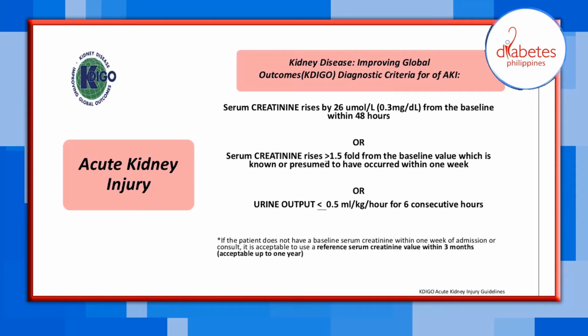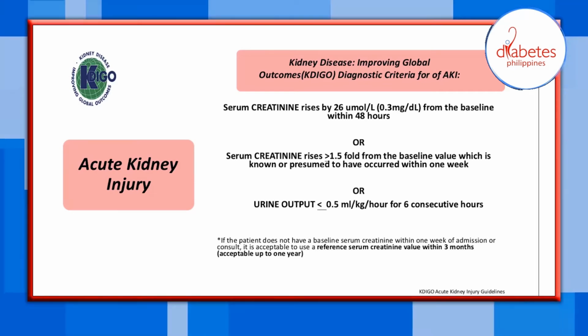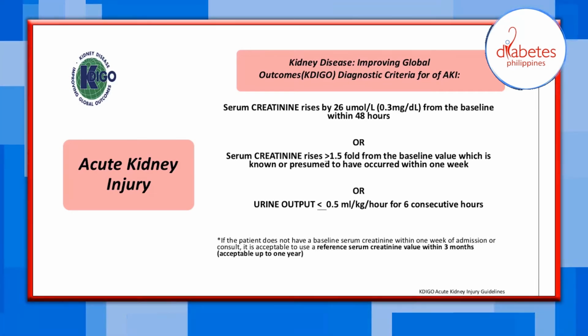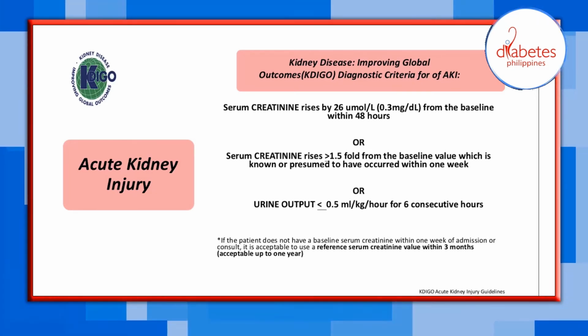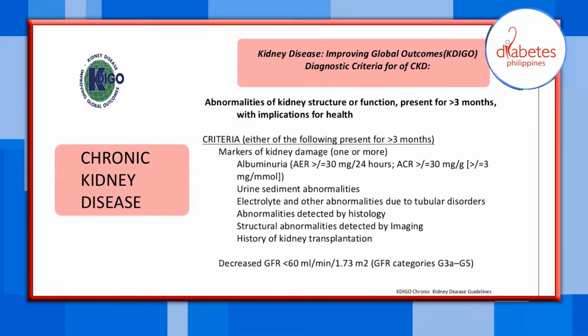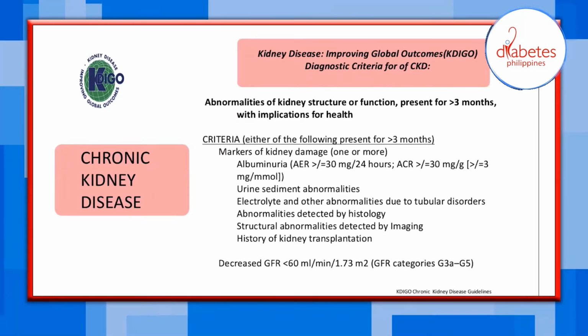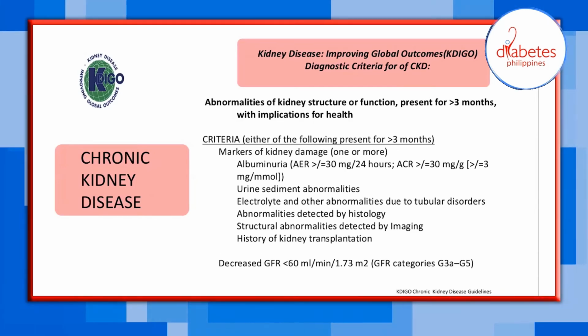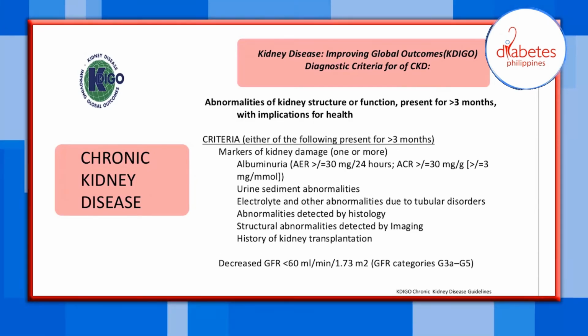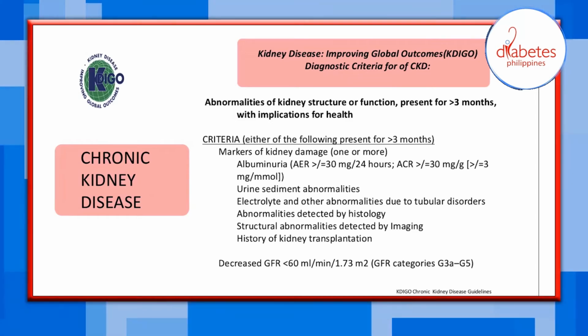If the patient does not have a baseline serum creatinine within 1 week of admission or consult, it is acceptable to use a reference serum creatinine value within 3 months. Now, for your chronic kidney disease, according to your KDIGO guidelines, it is abnormalities of kidney structure or function present for greater than 3 months with implications for health.